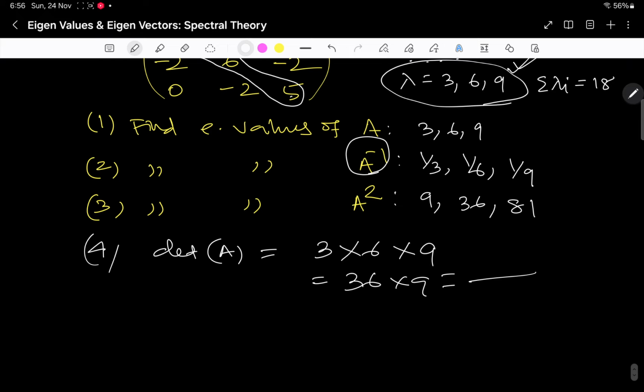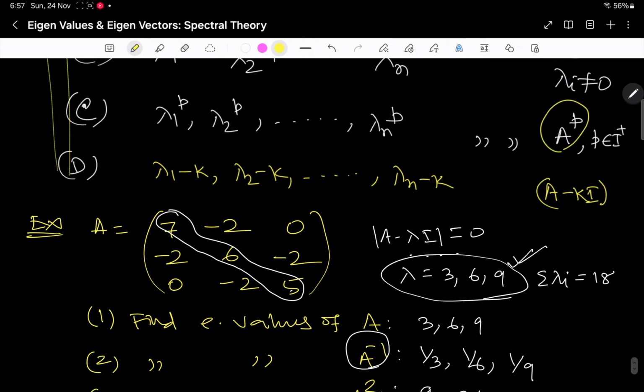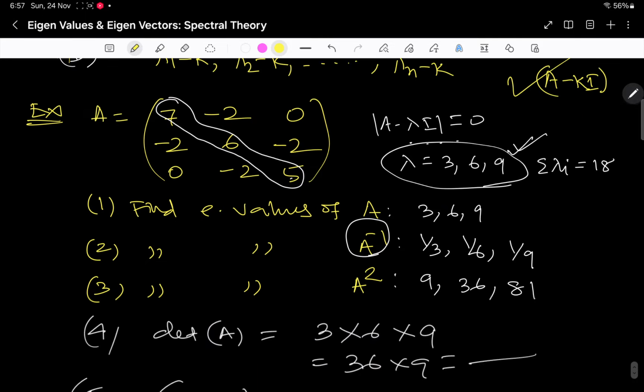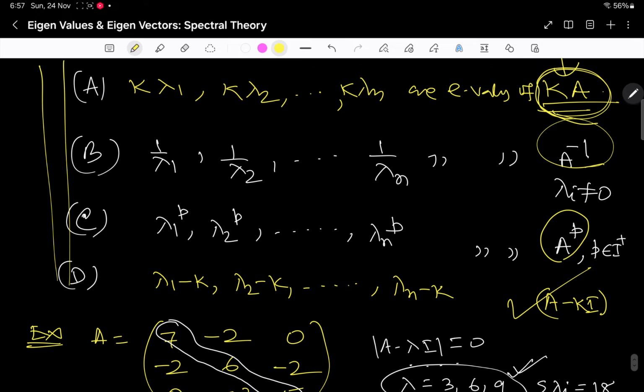And if it asks what are the eigenvalues of A minus 3I, then in view of the property for A minus kI, the eigenvalues will be 3 minus 3, 6 minus 3 and 9 minus 3. Okay, so this is 0, 3 and 6, right? So in this way this property will help you to evaluate the short questions.